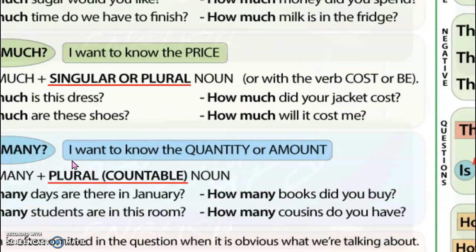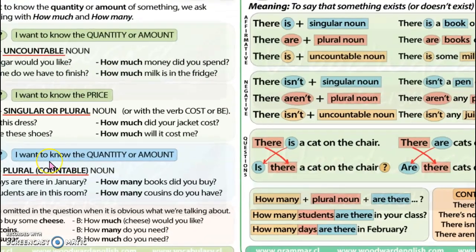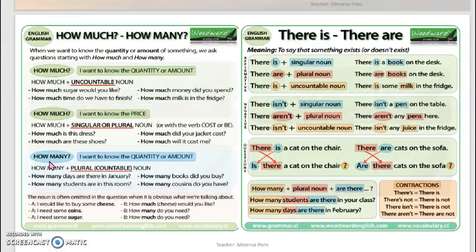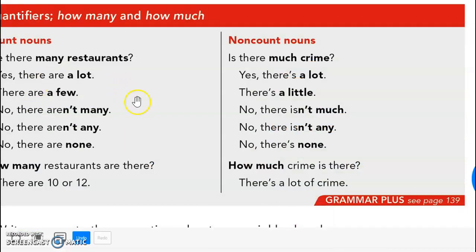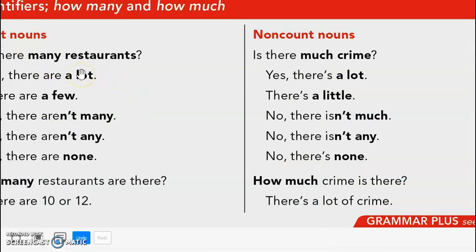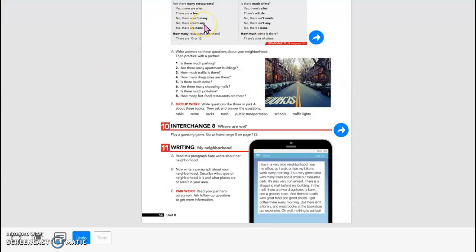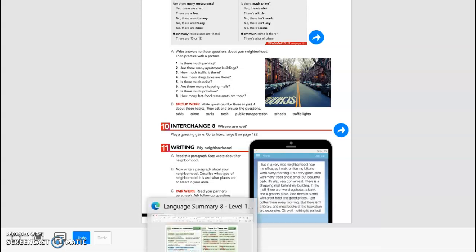We also use how many when you want to know the quantity or amount. How many days are there in January? How many students are in the room? Remembering again that we use many for count nouns and we use much for non-count nouns. It's very important that we guys remember this.